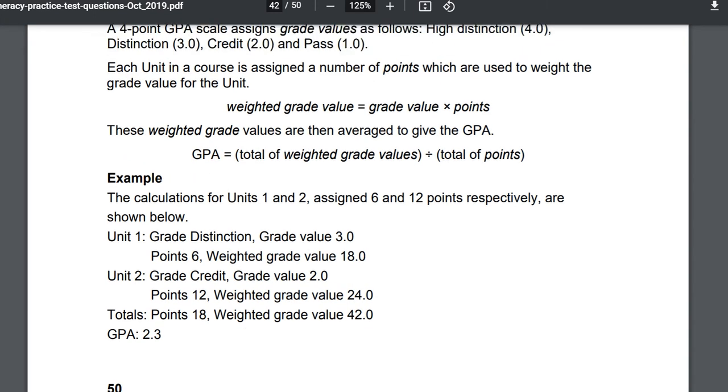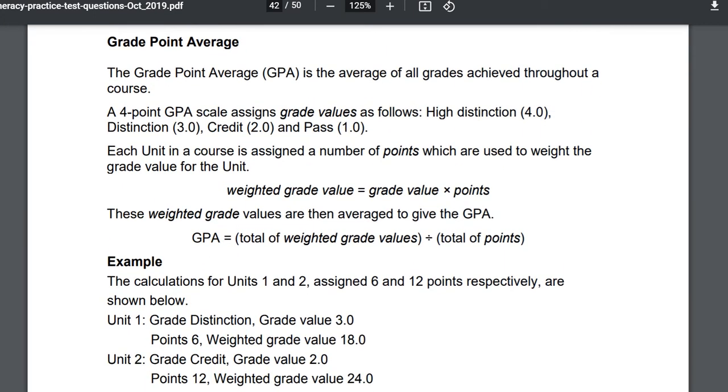Hello everybody. Today we're going to be having a look at questions 50 and 51 from the numeracy practice test. It's going to be questions about grade point average. So let's have a look through it.